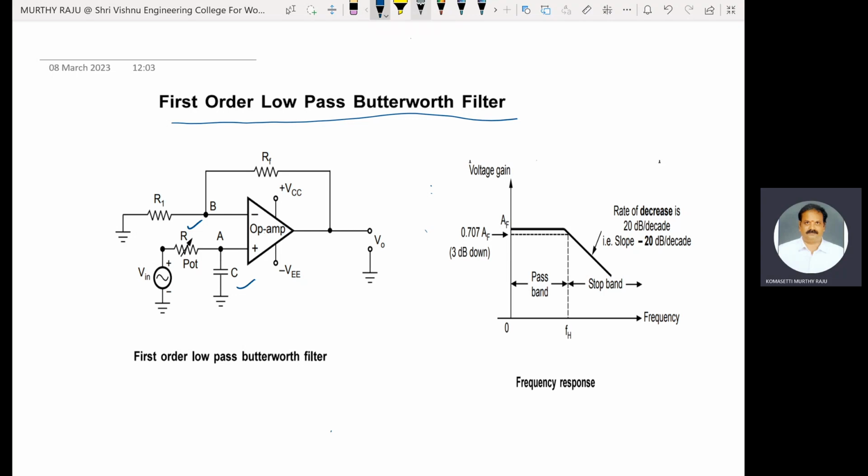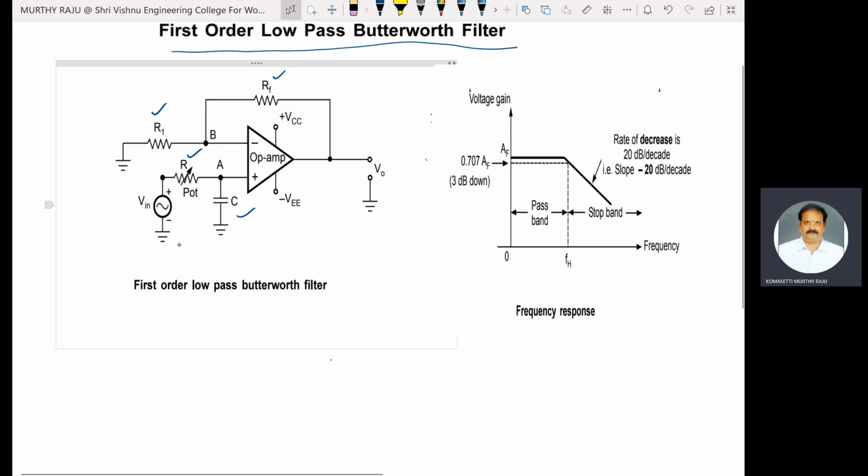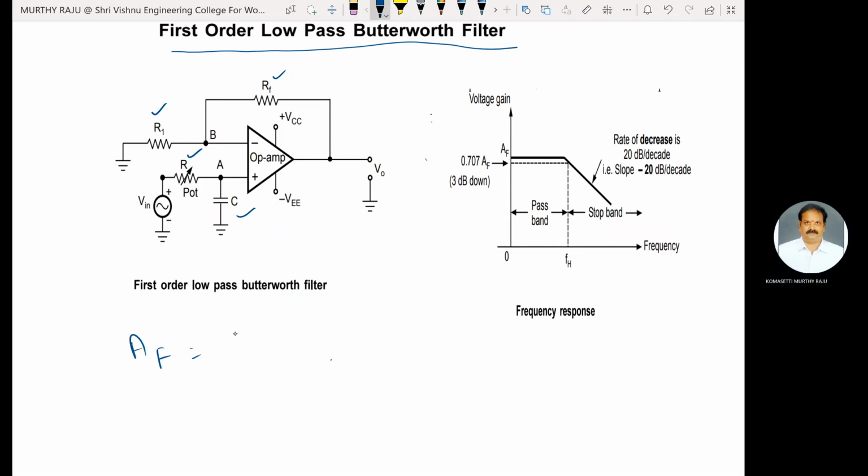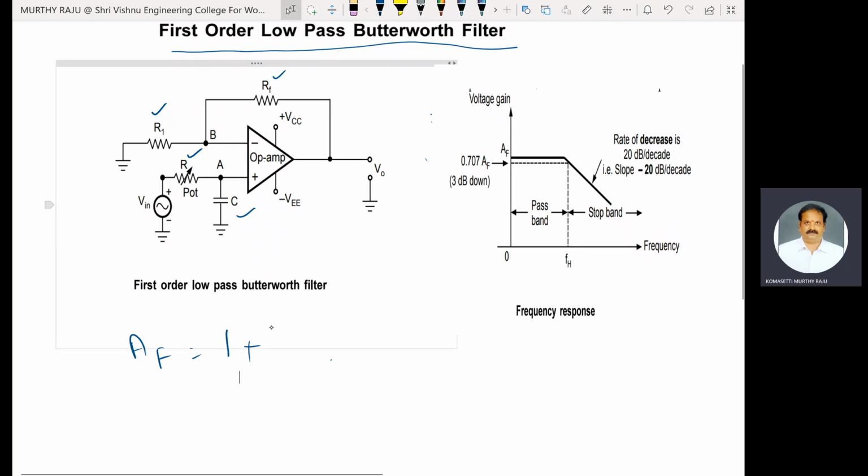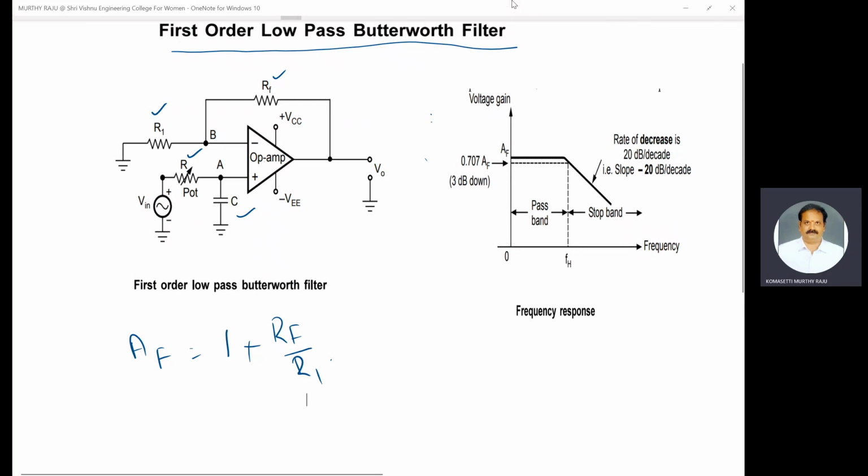Resistors R1 and RF determine the gain of the filter. Therefore, AF, with the op amp in non-inverting configuration, the gain of that op amp is AF equal to 1 plus RF by R1.